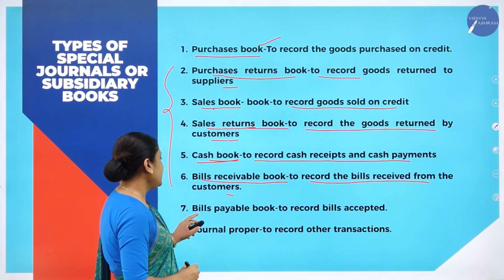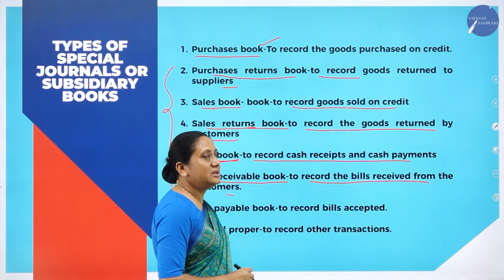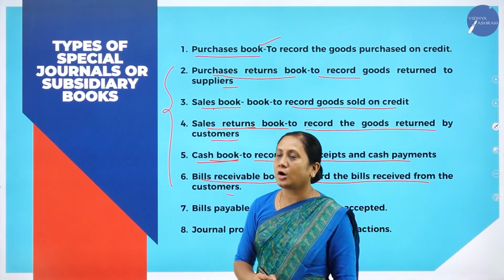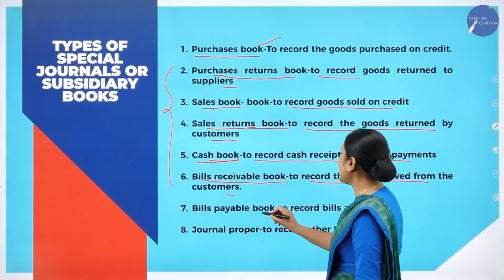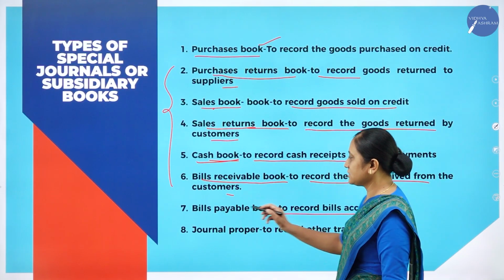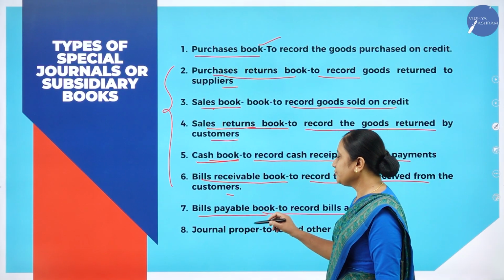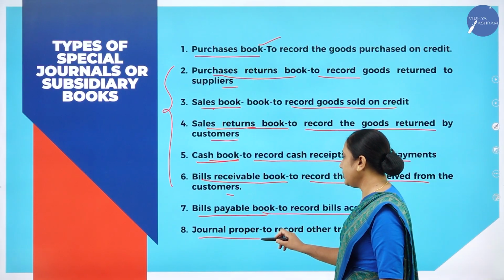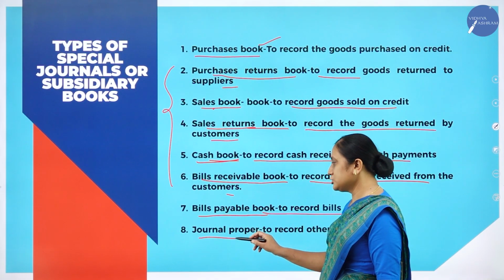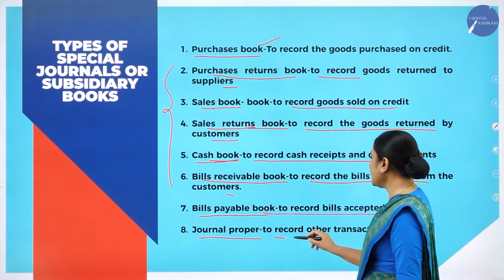receivable book. The next is the bills payable book. The bills payable book is to record all the bills accepted by the business. That is the bills payable book. The next is journal proper. Journal proper is also one of the subsidiary books to record other transactions.